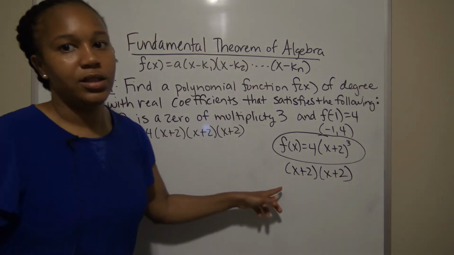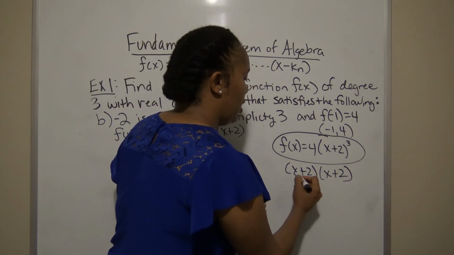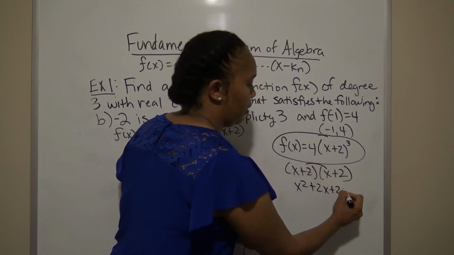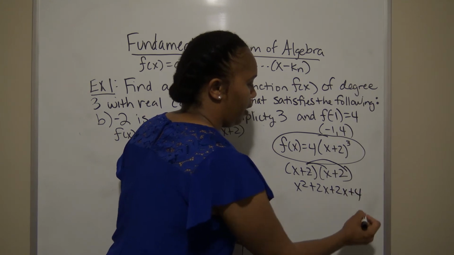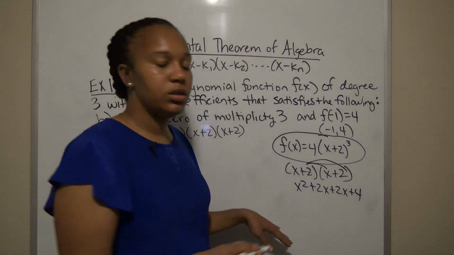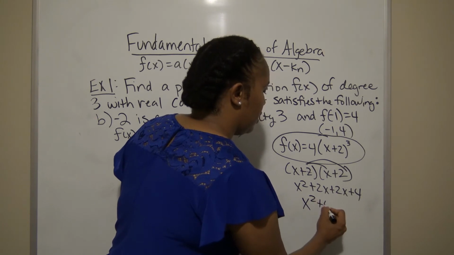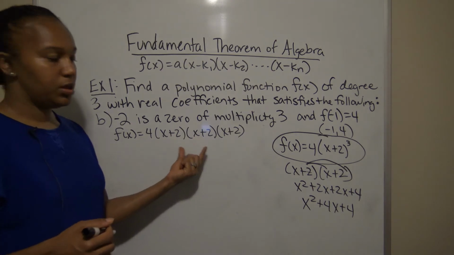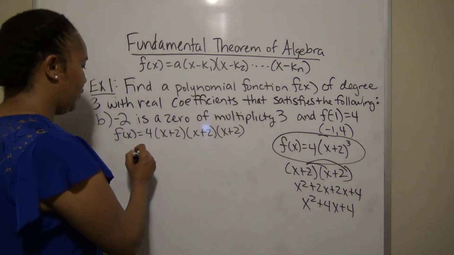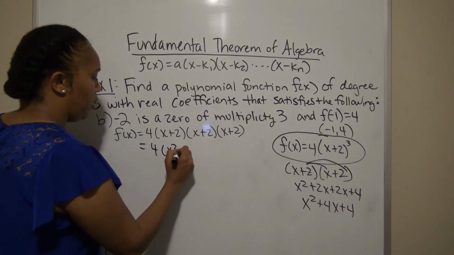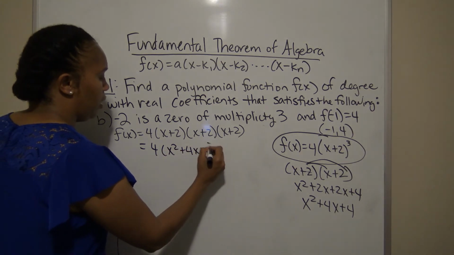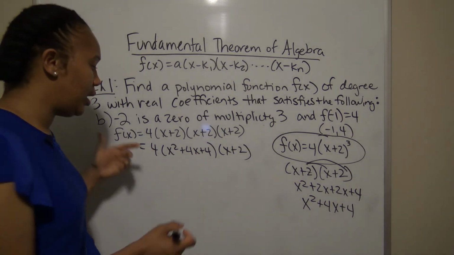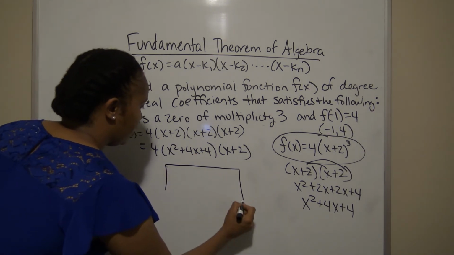Well, that's x times x, which is x squared. X times 2, which is 2x. 2 times x here, which is 2x. And then 2 times 2, which is 4. Combine your like terms, 2x and 2x, and you get 4x. So I'm going to replace these two x plus 2's with that x squared plus 4x plus 4. And so now I need to multiply these two. And again, I'm going to use the box method in order to multiply those out because they're pretty long.